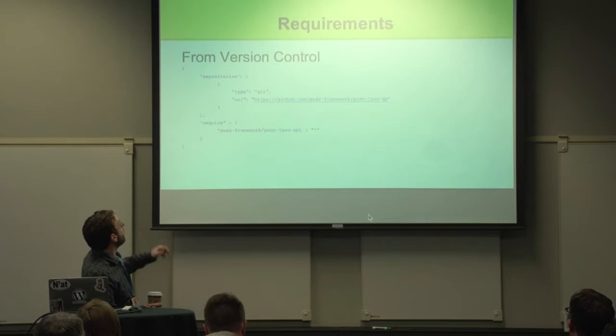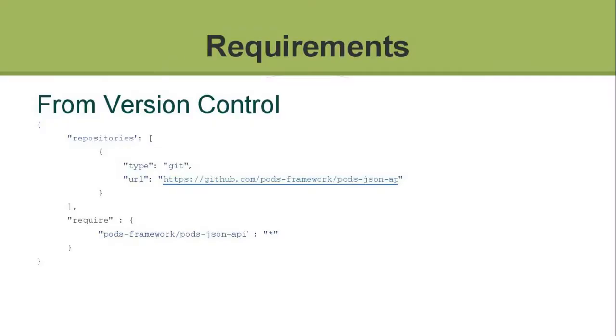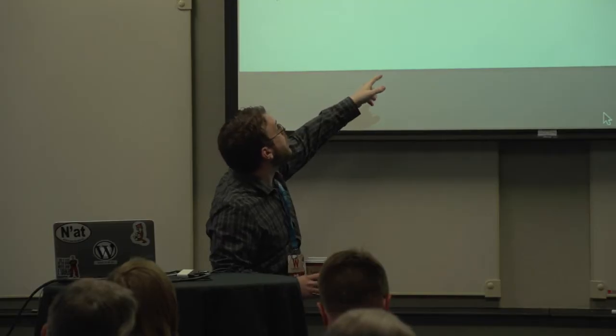So we have a repository section, and we say, what type is it? It's Git. And then we say, where is it? What's its URL? GitHub.com/whatever. And now we can use it in our requirement section just like any other. For this to work, the Git repo has to have a valid composer.json in it. You should anyway.